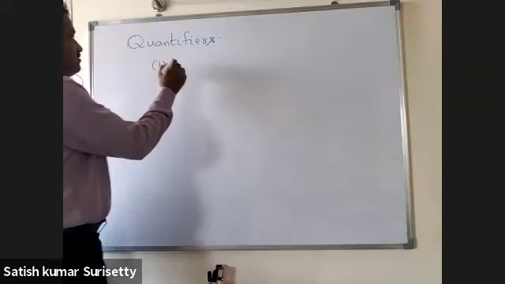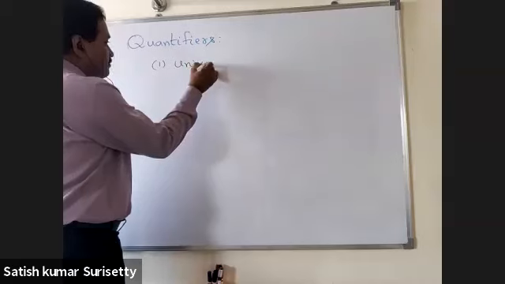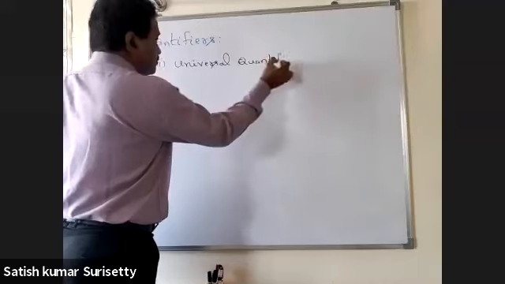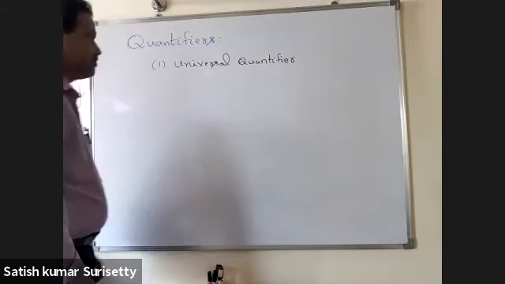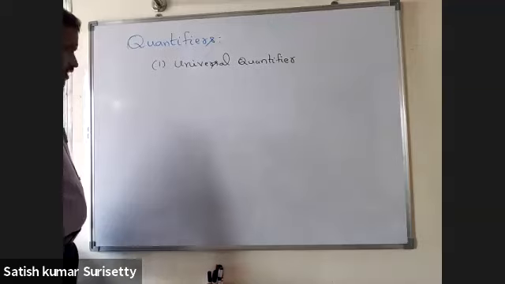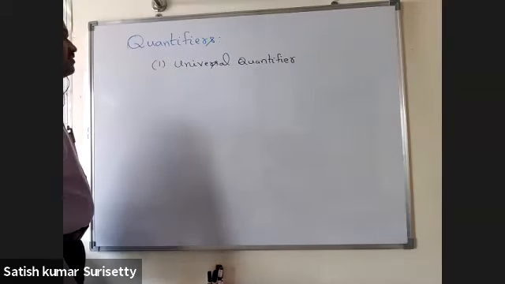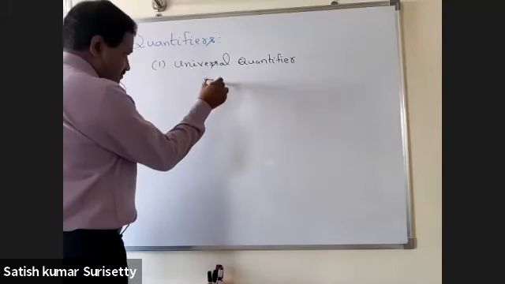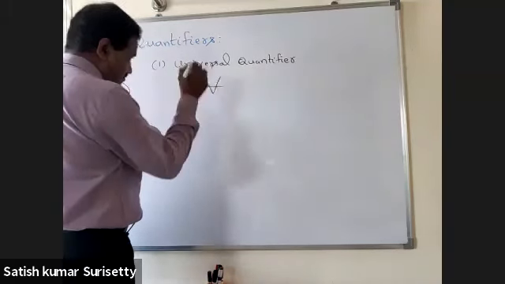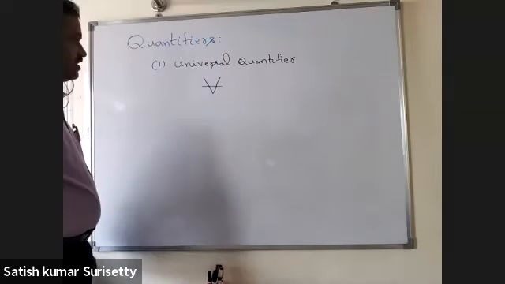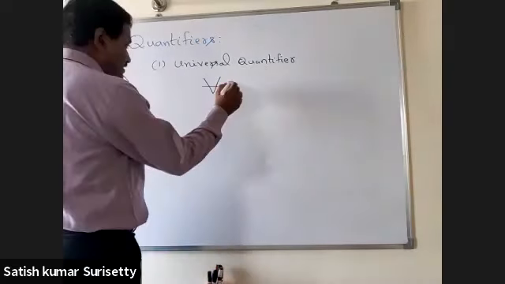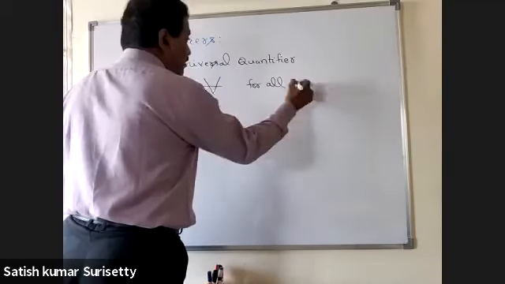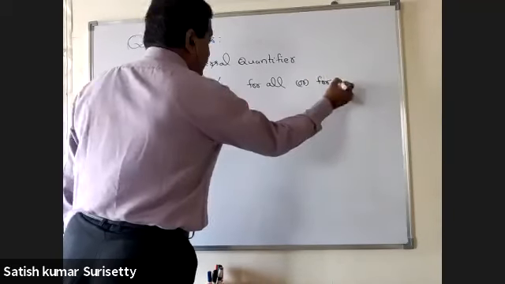Number one, universal quantifier. The symbol used is the inverted A symbol, and it is read as for all or for every.